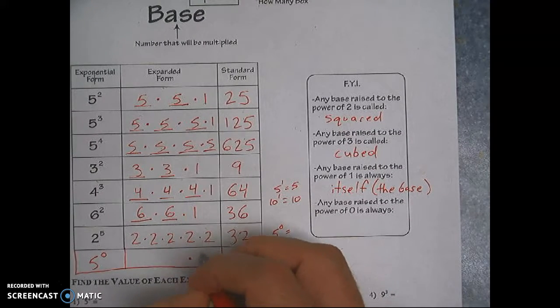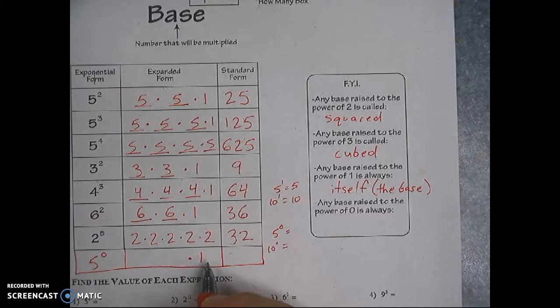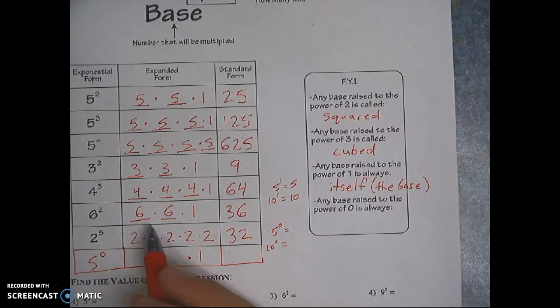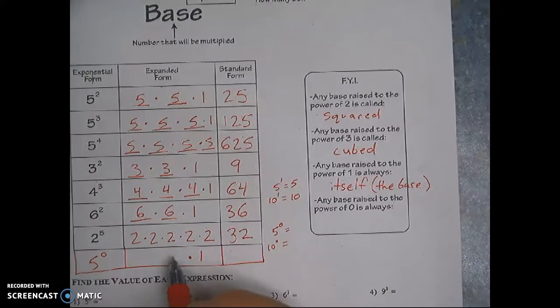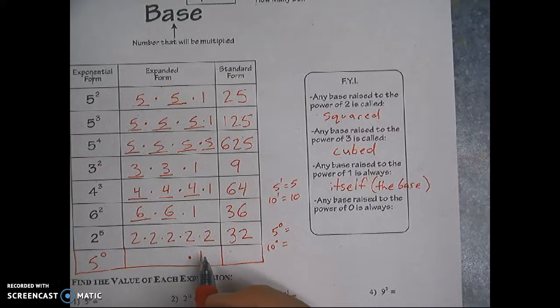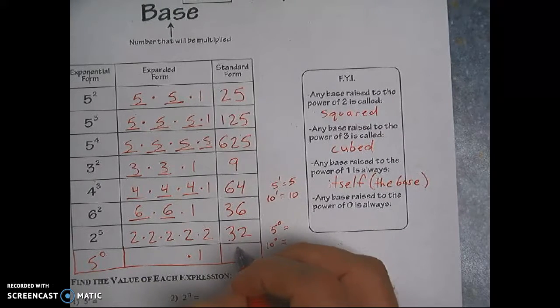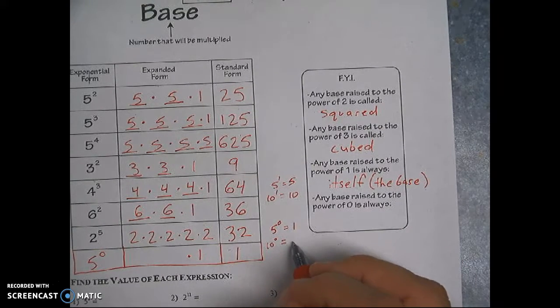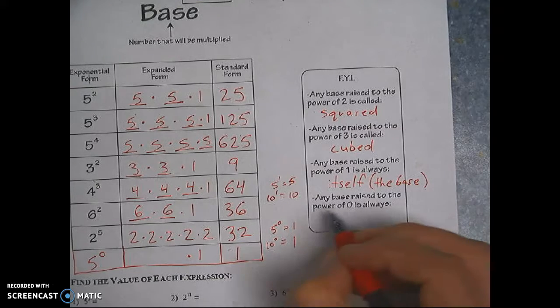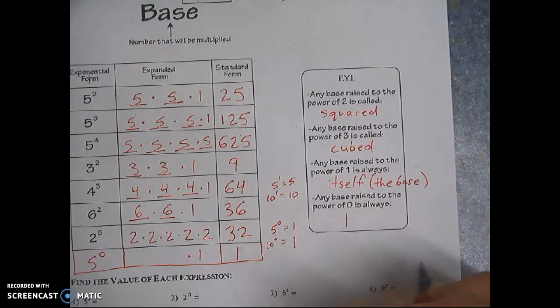So this 5 to the 0 is going to have a times 1. Remember, the exponent tells you how many blanks to put. So if it was to the first, you put 1, 5, and 5 times 1 is 5. But it's to the 0. I'm not putting the number 0, I'm putting the number 5 0 times, which means I'm just not putting it. So I'm not multiplying anything times 1. So my answer just stays 1. 5 to the 0 is 1. 10 to the 0 is 1. Any base raised to the power of 0 is always 1.